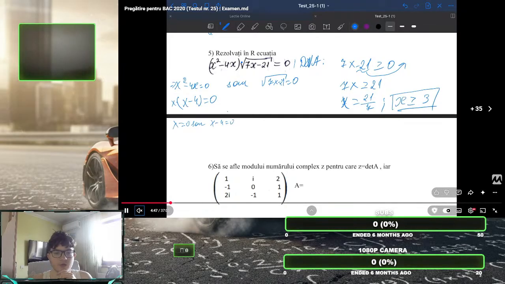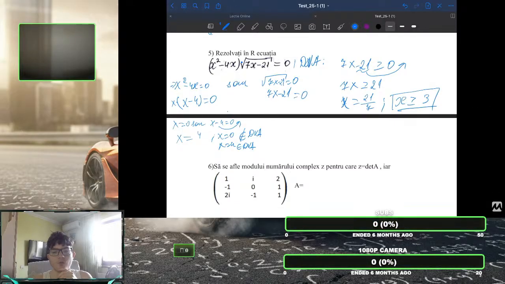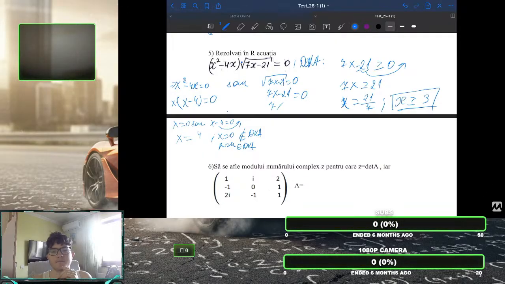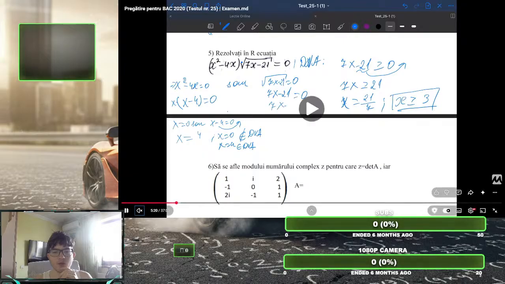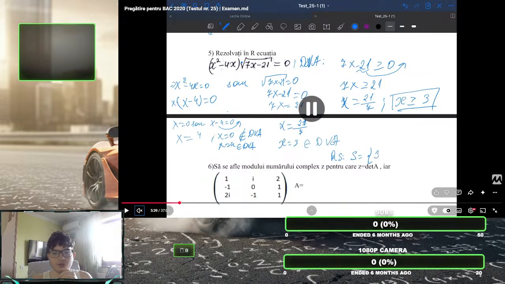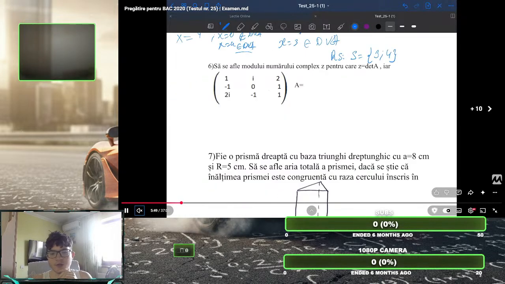So x is 0, or x minus 4 is equal to 0, and x is equal to 4 right there. So basically 4 is within the domain of validity, so 4 is the solution. And in the second one, you just remove a square root by popping it to the second power, and after this, 21 goes to the right. So pretty much the same thing as the domain of validity. x will be 3, which is within the domain of validity. So solutions, we got 3 and 4 right here. This one is pretty easy.